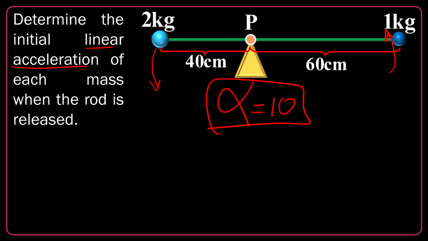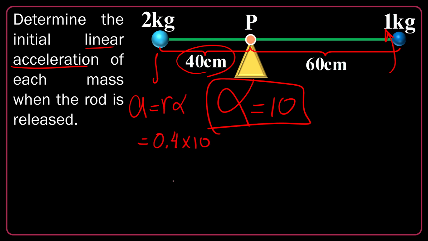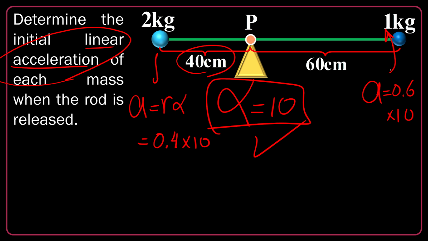But this 2 kilogram mass has a distance of 0.4 to the center. So linear acceleration of this is supposed to be r alpha, which is 0.4 times 10. The other will have another linear acceleration because it's at another distance to the center. Distance to the pivot is different. So this is supposed to be 0.6 times 10. Be very, very careful about that. Linear acceleration of these two objects is necessarily different, but angular acceleration is the same.